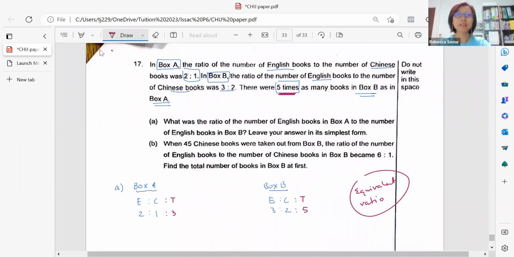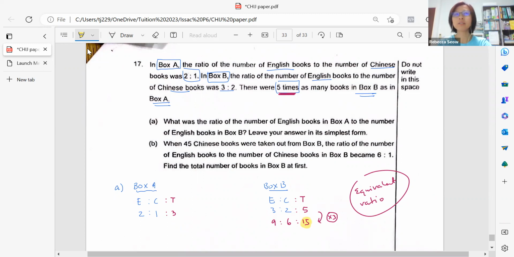So I looked at the numbers here, 3 and 5. My 5 units here could become 15 units. What could I do to make it 15 units? I could multiply it by 3 to form an equivalent ratio. So that would make 9:6:15.